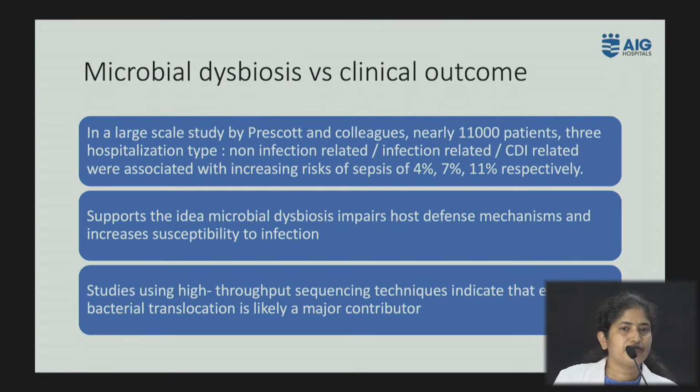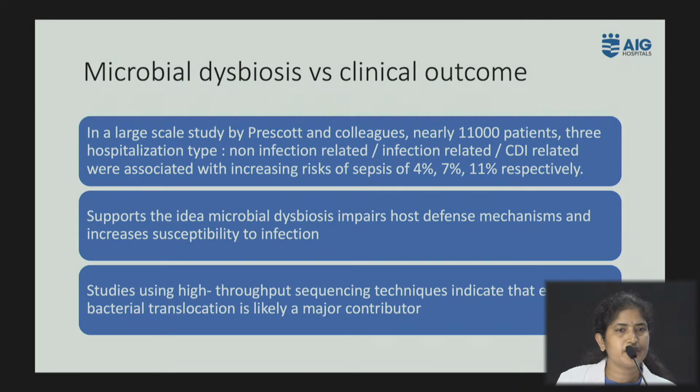So how does this affect the clinical outcome? As we are trying to implement all our policies, protocols and clinical practices based on clinical recommendations, based on the trials, we went through a lot of studies that clearly show how it is going to affect our clinical outcome and how it affects our patient. There is a large scale study by Prescott and colleagues. Nearly 11,000 patients were involved.